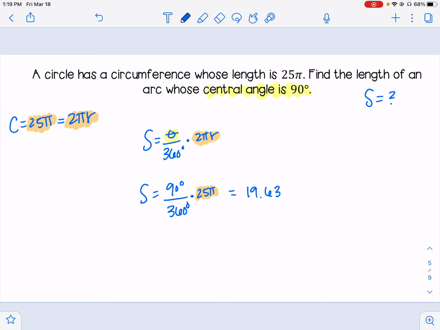Now in our problem, it didn't tell us our units, but we know that we're dealing with a length, so we are going to go ahead and put units as our final answer. And that is how you can tackle problems that deal with the arc length. So this was the arc length, and it's just finding what portion of the circumference.